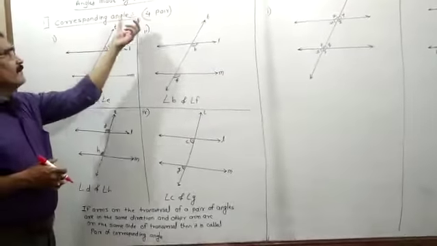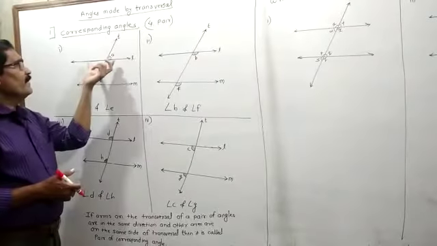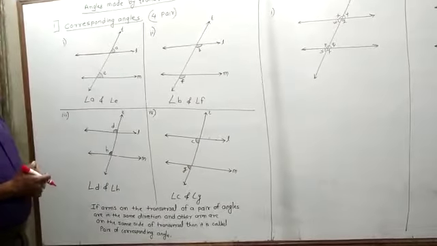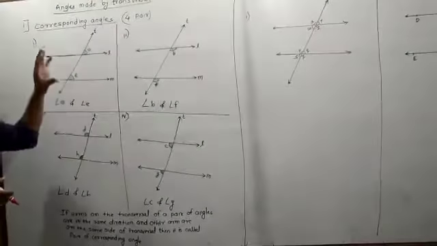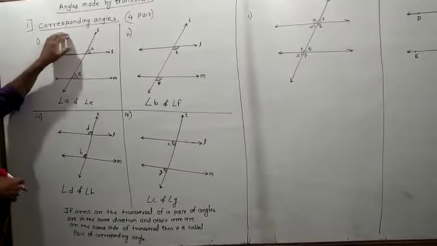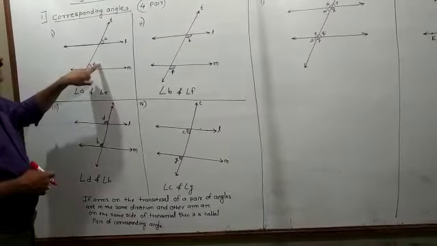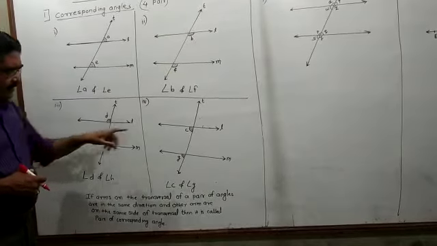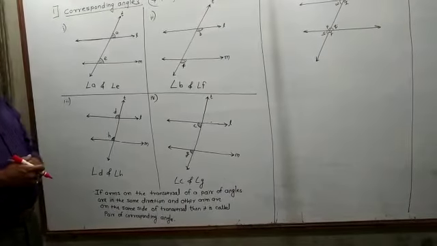Four pairs of corresponding angles are present. When a transversal intersects any two lines, four pairs of angles will form. I already showed these corresponding angles separately. The four pairs are: A and E is the first pair, B and F are the second pair, D and H are the third pair, and C and G are the fourth pair. These are the four pairs of corresponding angles.